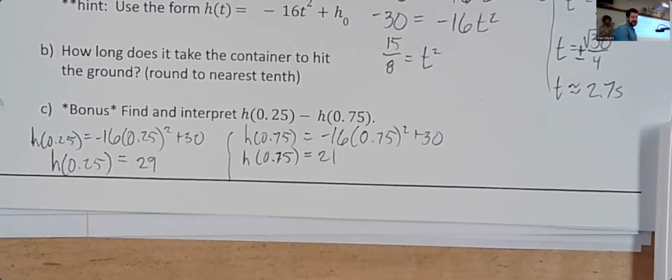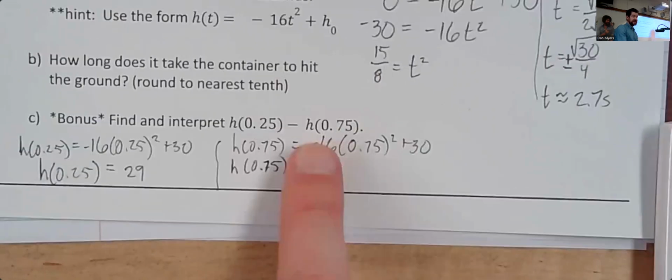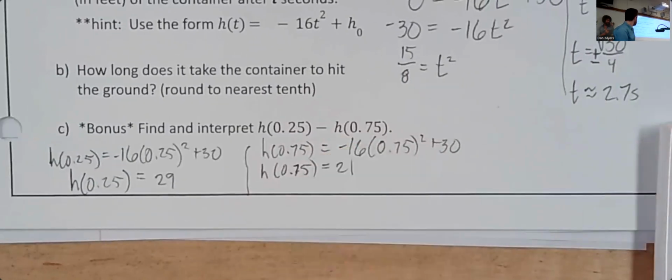So if you take the difference of those two things, the answer for 0.25 and the answer for 0.75, and you subtract it, what do you get? 29 minus 21, that's what this is. 8, okay. So that means in between 1/4 of a second and 3/4 of a second, it dropped 8 feet. That's what that means right there.